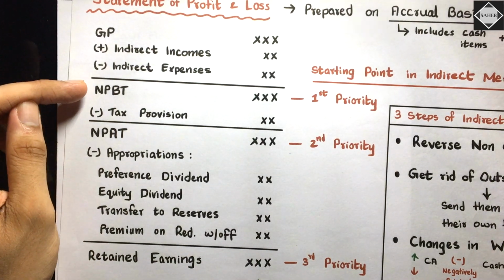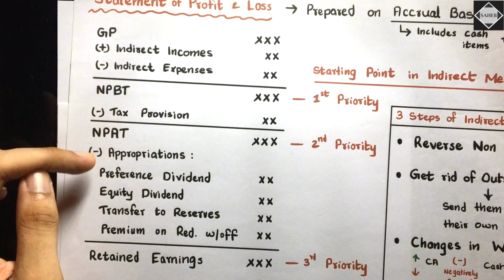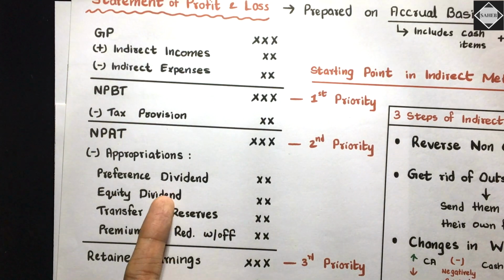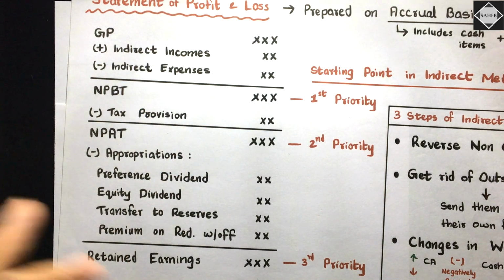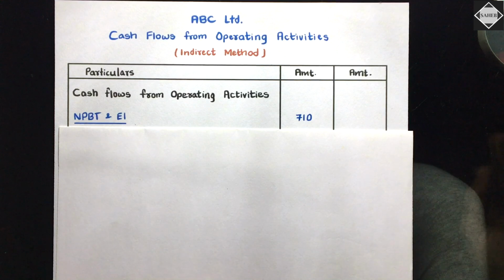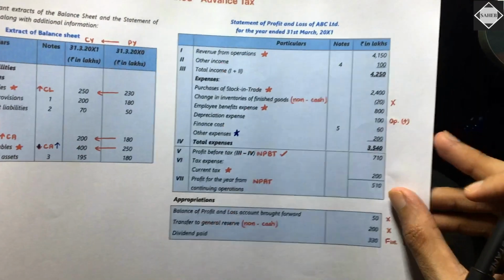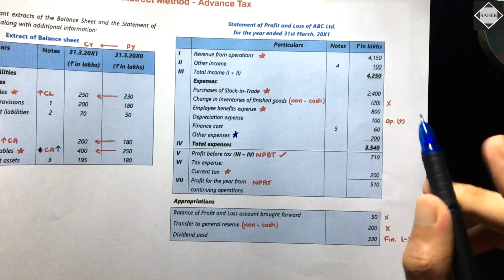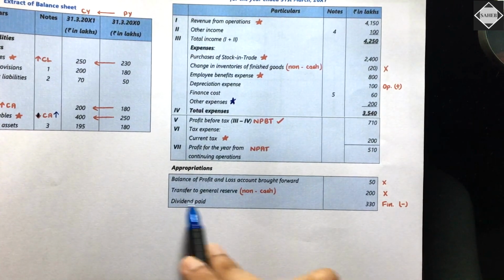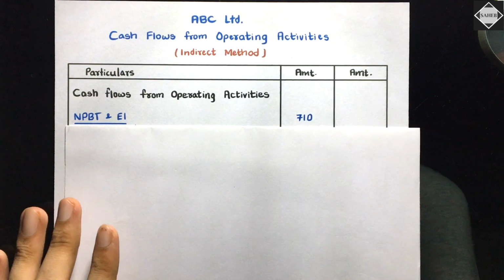If we are starting from net profit before tax, then remember we will not reverse tax provision or appropriations. Like in this question, we have transfer to general reserve, which is an appropriation. We have tax provision also, so we are not going to reverse that. We will start from net profit before tax and extraordinary items, which is 710. Yes, in P&L we got that. So we will not reverse current tax, 200, that's tax provision. And we will not reverse transfer to general reserve also. Is it clear?